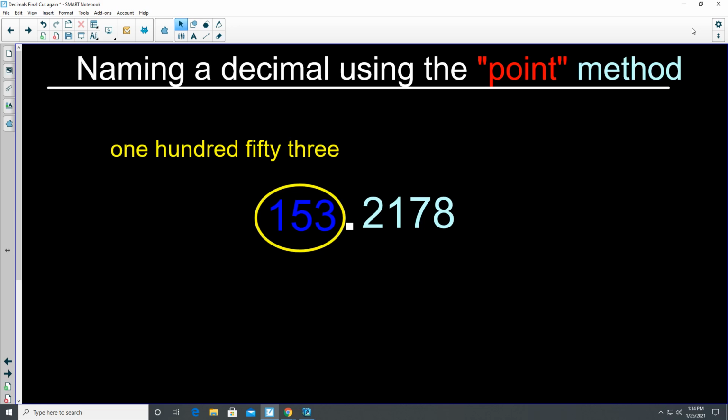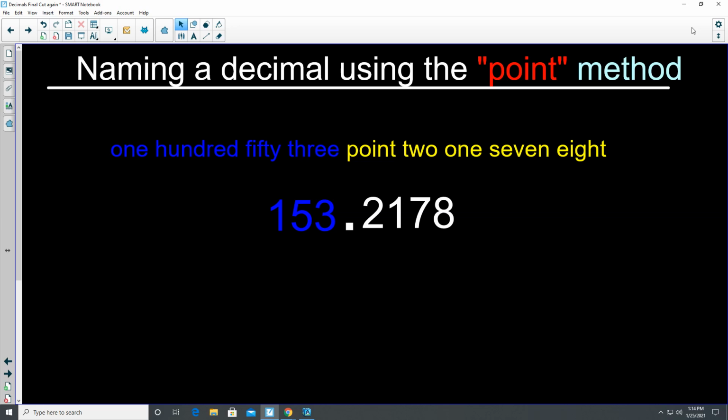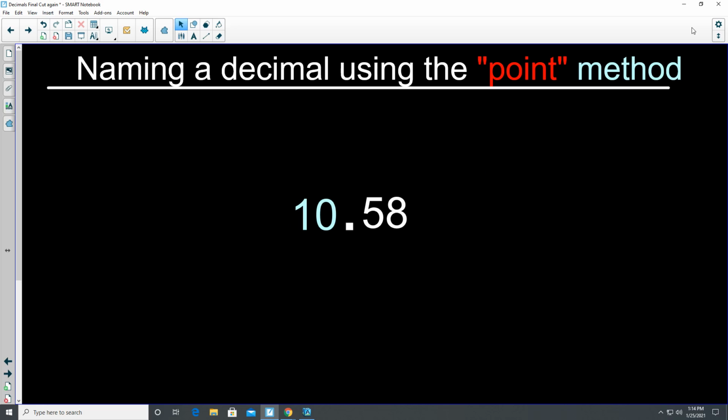So here we go. This entire number is 153. Then we say point, then we're going to say 2178. So there you have it, 153.2178. That's it. Easy, right?